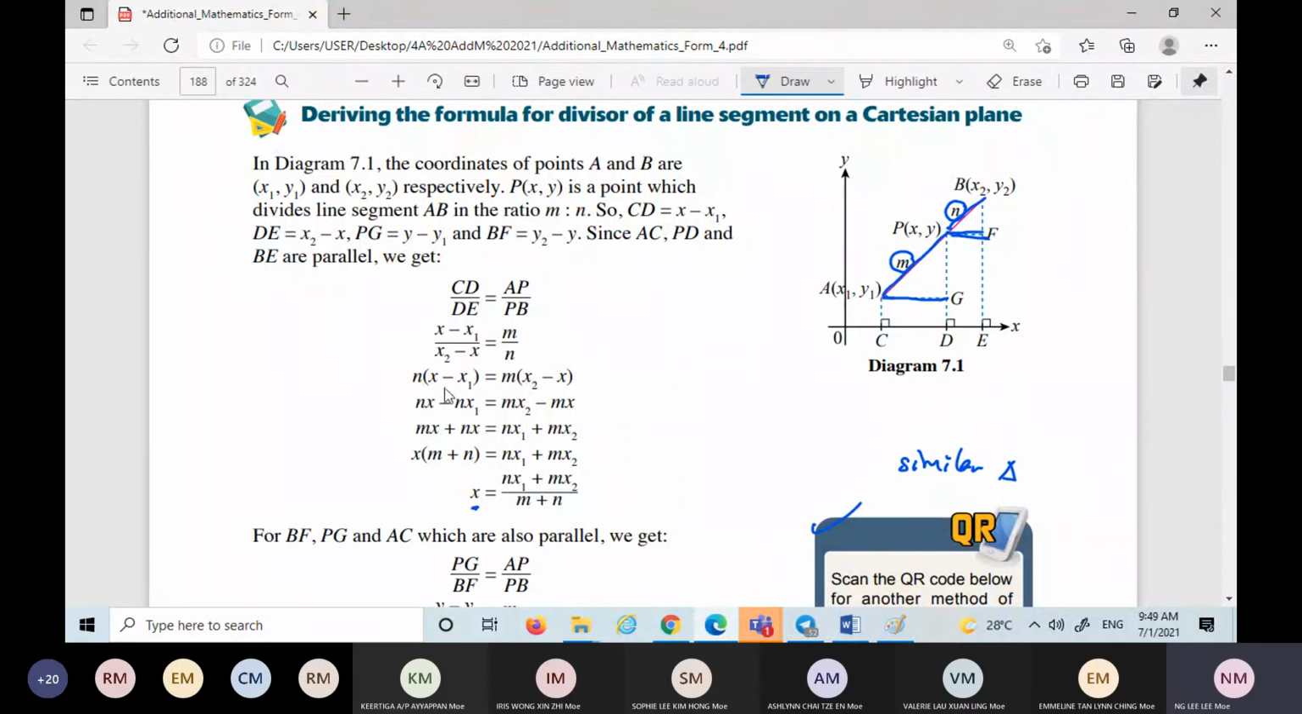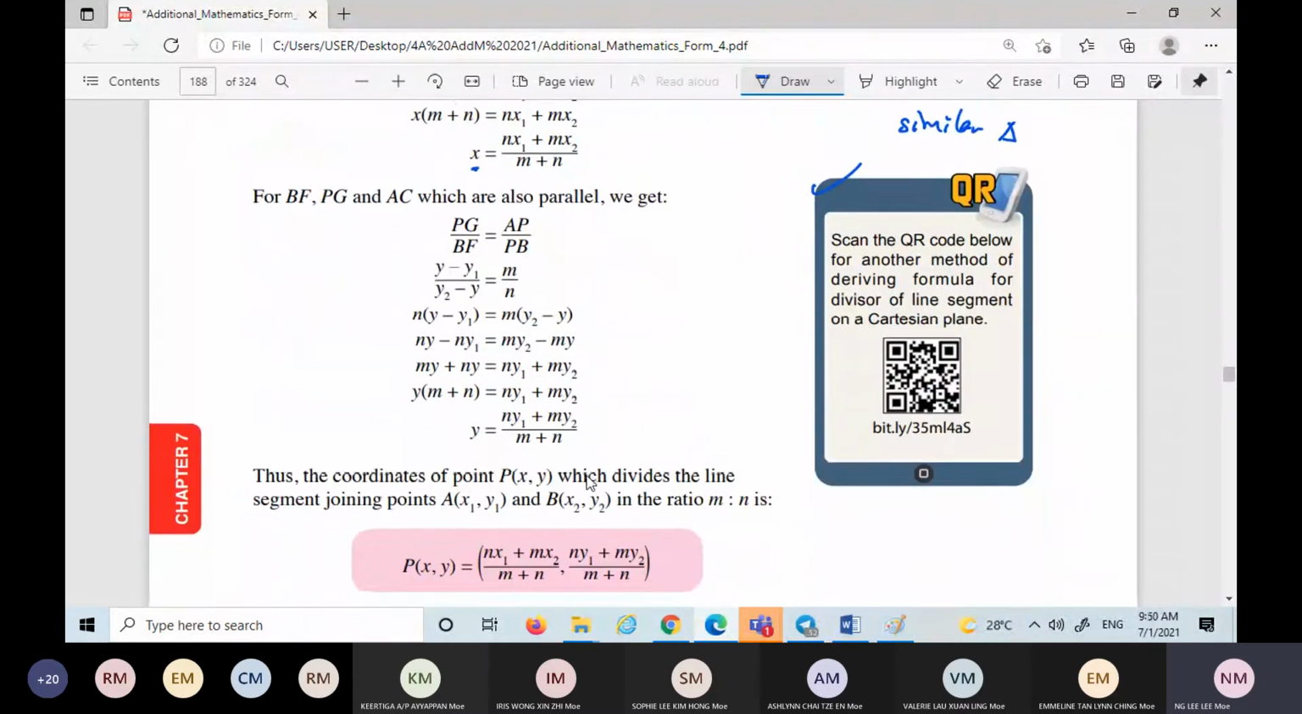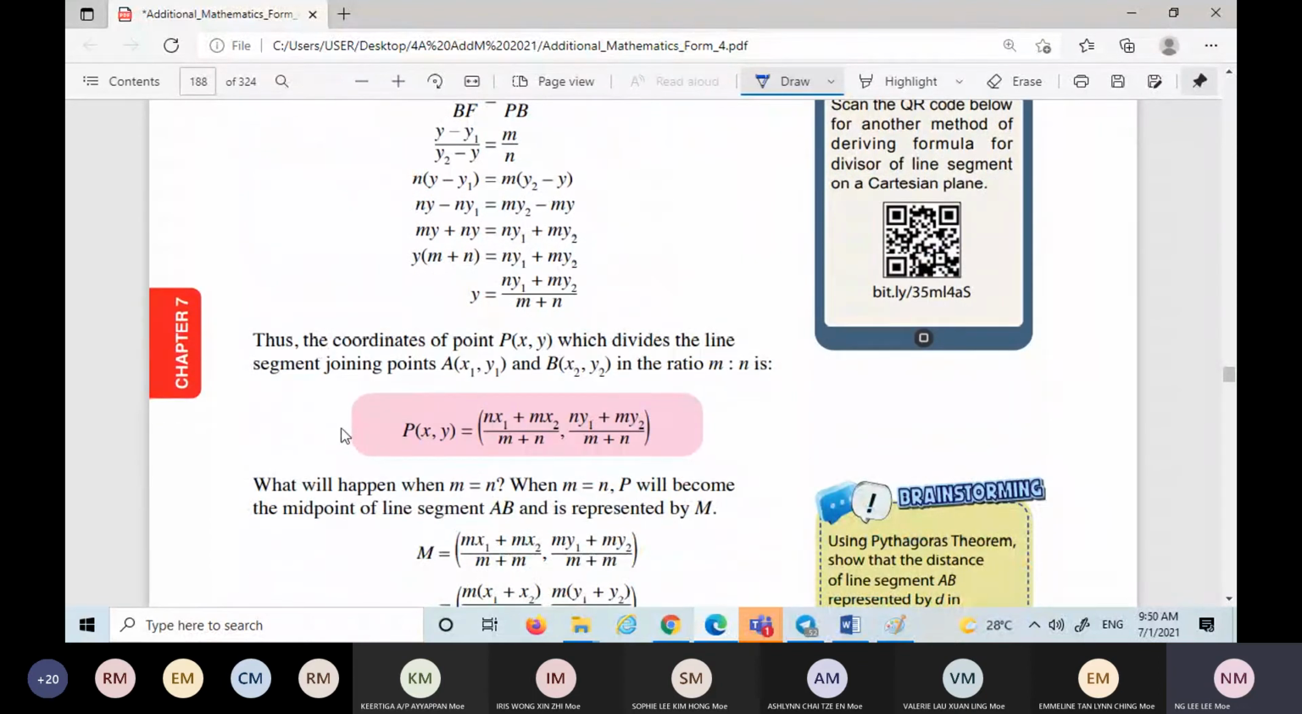So you expand already, group the ones with the x term. So you have nx and mx at this side. This one brought to this side becomes plus, this one brought to this side becomes plus also. So factor out the x. Then inside here you get m plus n, and then bring to this side becomes divide. This is how you get the formula. And then for the y coordinate you do the same thing. Then this is how you get this formula.